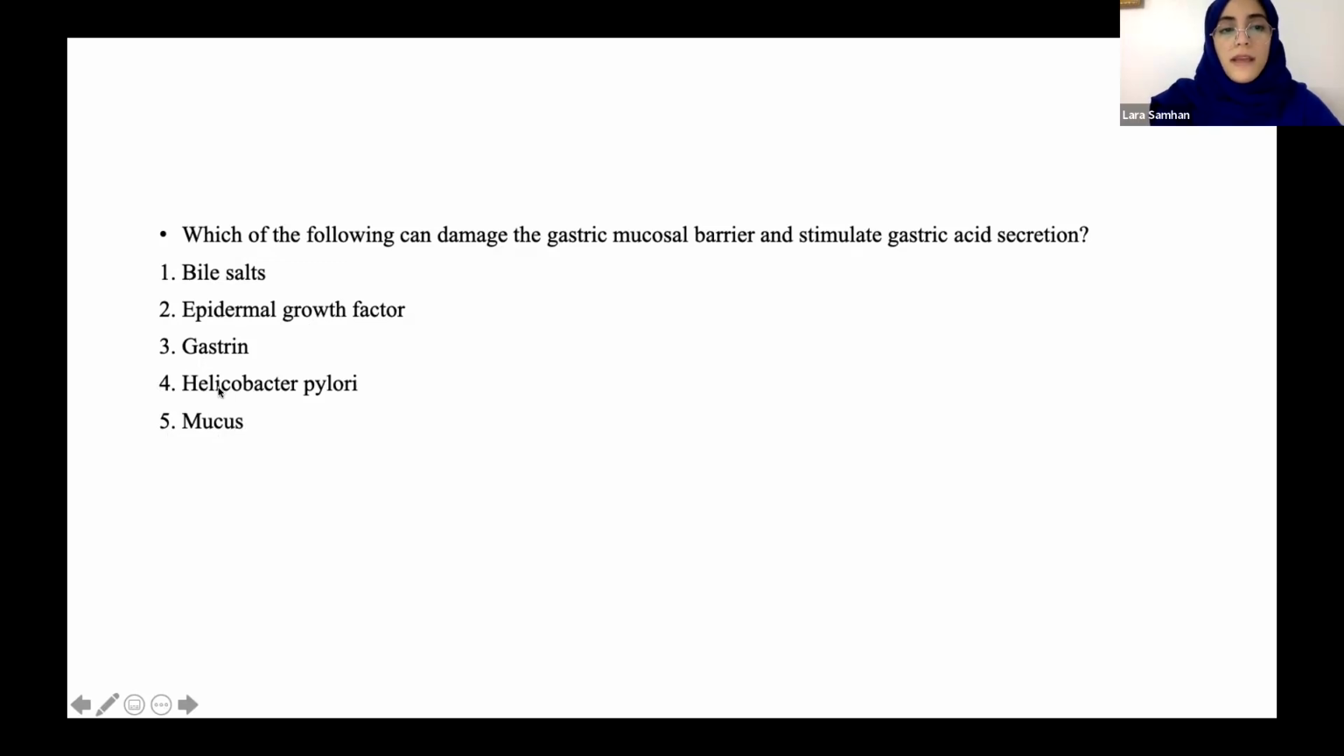Usually, if you have H. pylori, or in other words, Helicobacter pylori, this is something abnormal, and normal individuals don't really have activated H. pylori. So if we have the activated H. pylori, this is definitely abnormal and will cause many pathologies in the stomach, duodenum, and the GI tract in general.